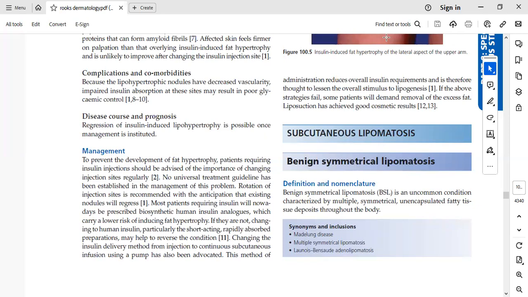The definition is that benign symmetrical lipomatosis is an uncommon condition characterized by multiple symmetrical unencapsulated fatty tissue deposits throughout the body. It is also known as Madelung disease, multiple symmetrical lipomatosis, Launois-Bensaude adenolipomatosis.